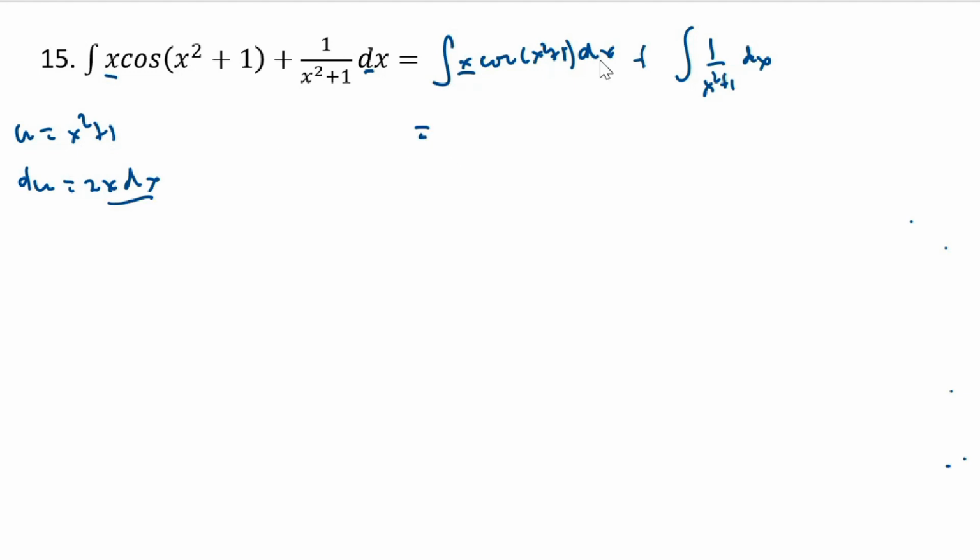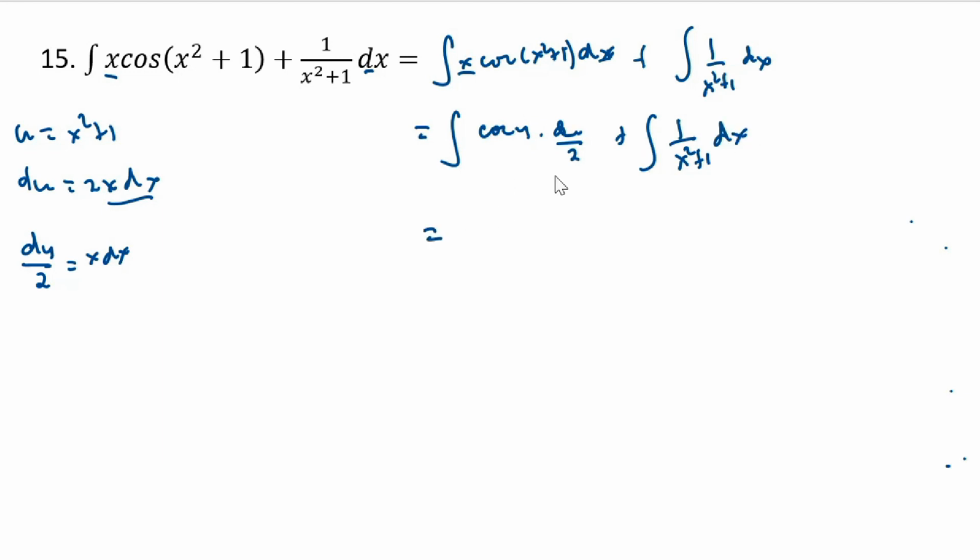So I have now x dx in the first term. Therefore, I'm going to divide both sides, so du over 2 equals x dx. Rewriting now the first term, this gives us cosine of u times du over 2, plus the second term, which I will just rewrite as 1 over (x squared plus 1) dx.